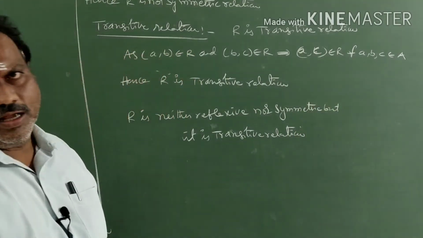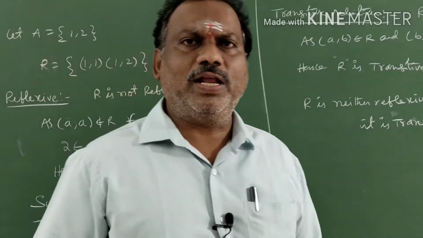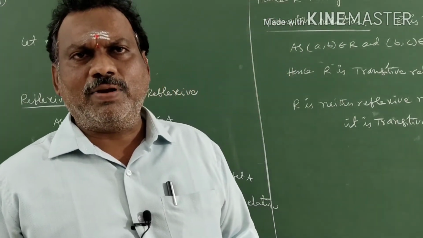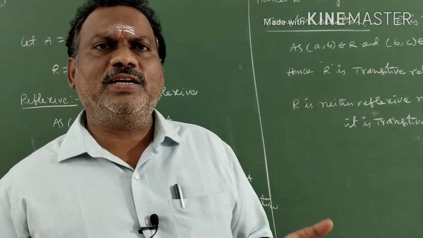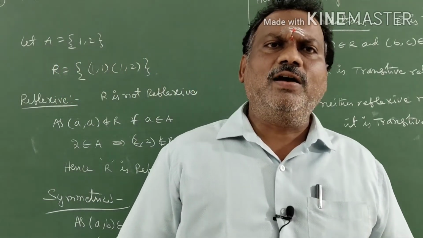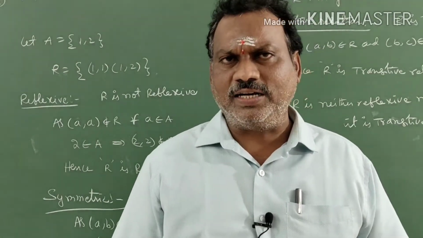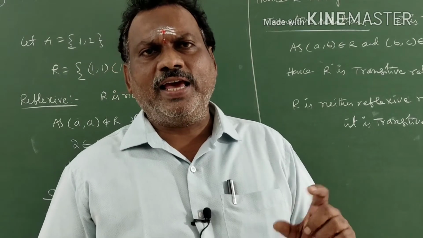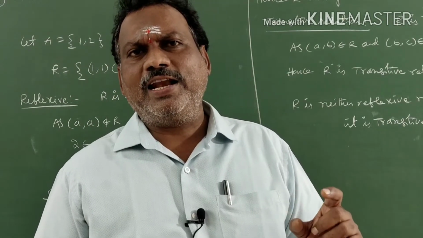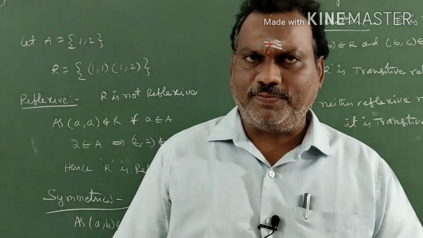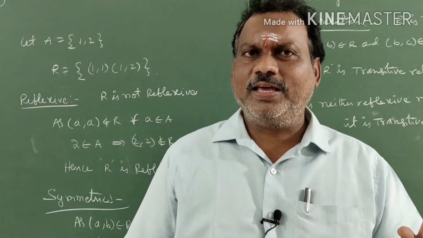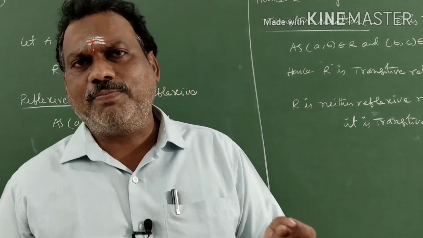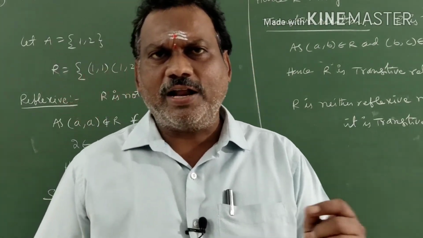We can give another example, a day-to-day life example also. Suppose you take the brother relation. I already told you brother relation is neither reflexive nor symmetric, but it is always a transitive relation. Why? Because brother relation cannot be reflexive. A cannot be a brother of itself. A person cannot be a brother of itself, so it is not reflexive. If A is a brother of B, B may or may not be. Why?